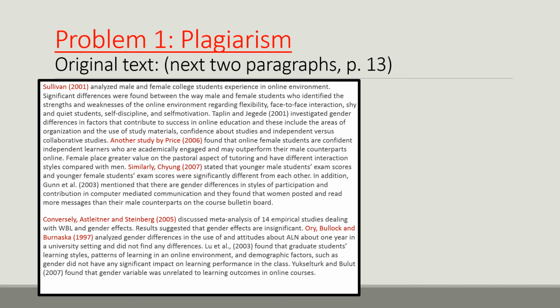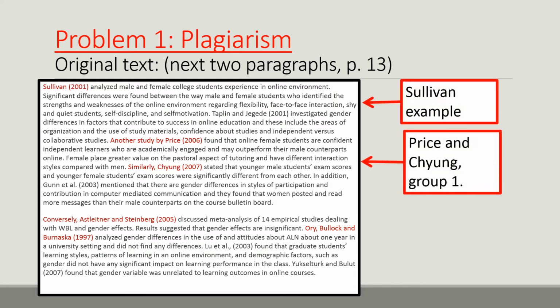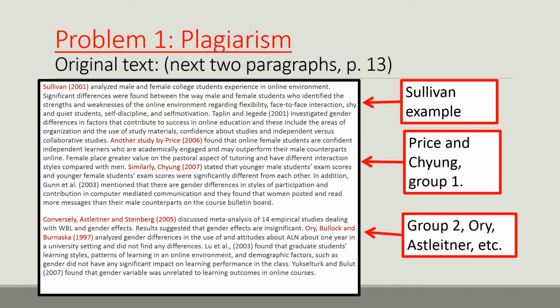So in the original, we go on in the next two paragraphs after that first one. This is from Yüksel-Türk, and we see the Sullivan example, followed by the Price and Chung group, followed by group two. And so what we have here is the original organization, and the argument is not the student's, it's actually Yüksel-Türk's, and the student is just summarizing, is just repeating it. That original one is in 2007, and now here we are 8 years later, just saying the same thing.